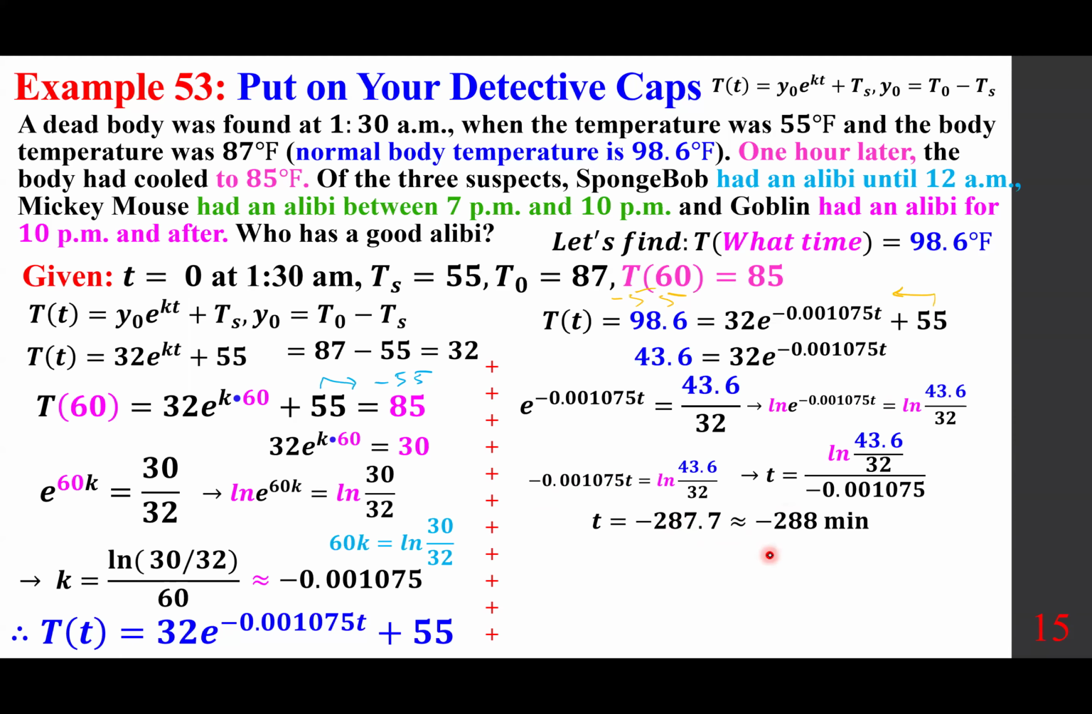What does it mean? That means 288 minutes before 1:30 it happened. So 1:30 a.m. subtract 288 becomes 8:42. And I want you to recognize, never mind 288, 300 minutes is 5 hours. So 1:30 minus 5 hours is 8:30. So it's easy to calculate. You see that this becomes 8:42 roughly.